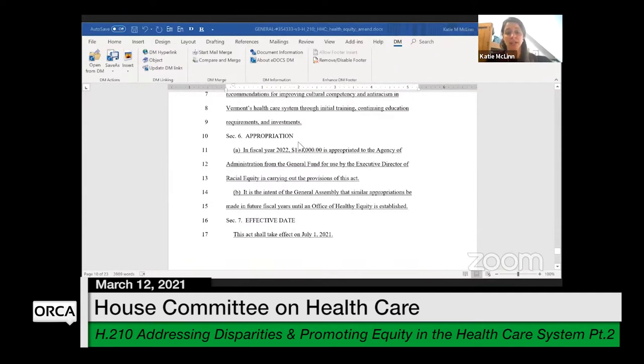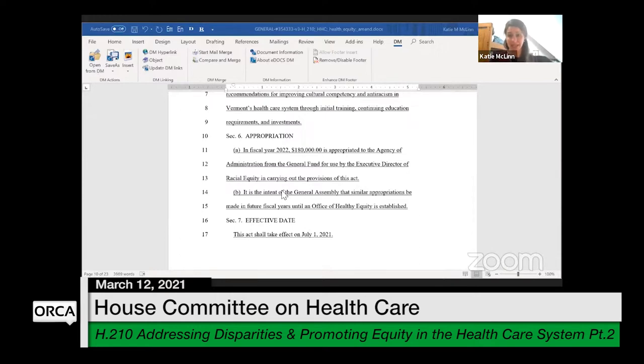This is the appropriation. In fiscal year 2022, $180,000 is appropriated from the General Fund to the Agency of Administration for use by the Executive Director of Racial Equity to carry out the provisions of the Act.